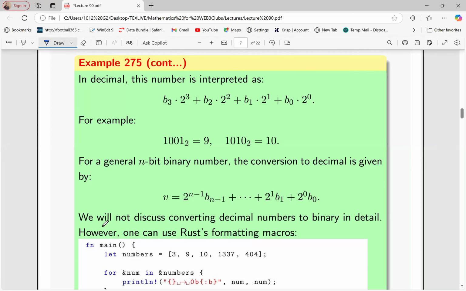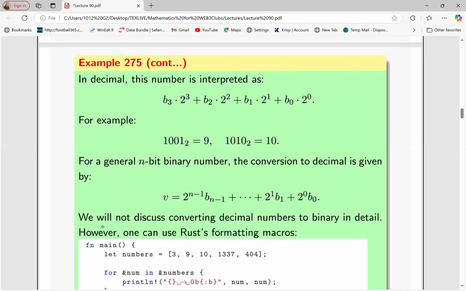Now, look at this. How many bits are these? 1, 2, 3, 4. And how many bits are these? 1, 2, 3, 4. So how do you tell which one is greater between 10 and 9? How do you tell which one is greater if you're just given this and this? Of course, you can tell which one is greater.